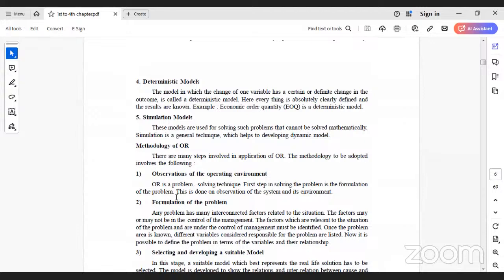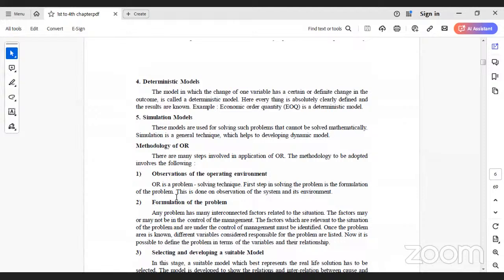Then the simulation model. These models are used for solving such problems that cannot be solved mathematically. Simulation is a general technique which helps in developing a dynamic model.